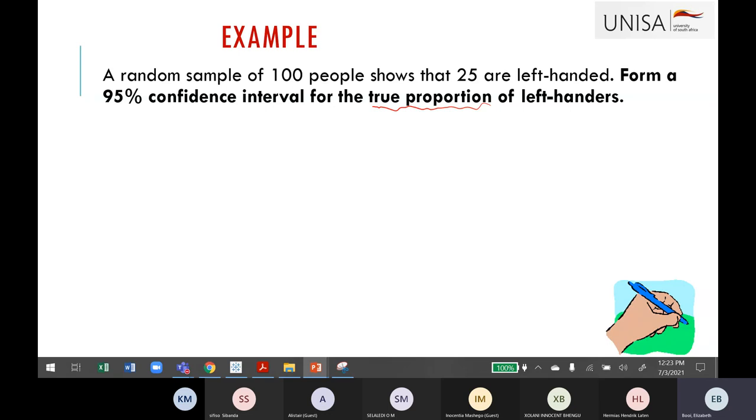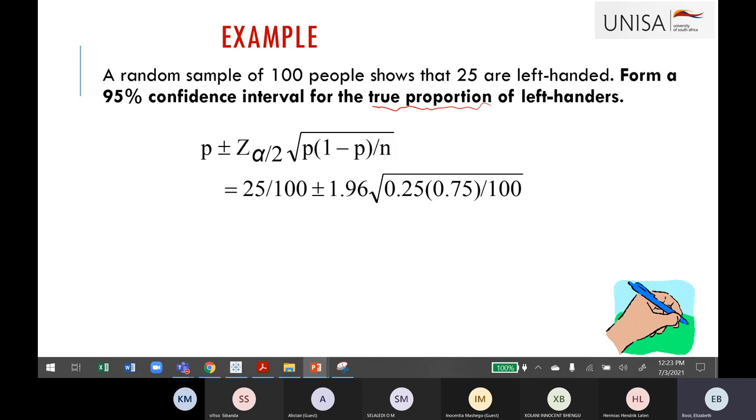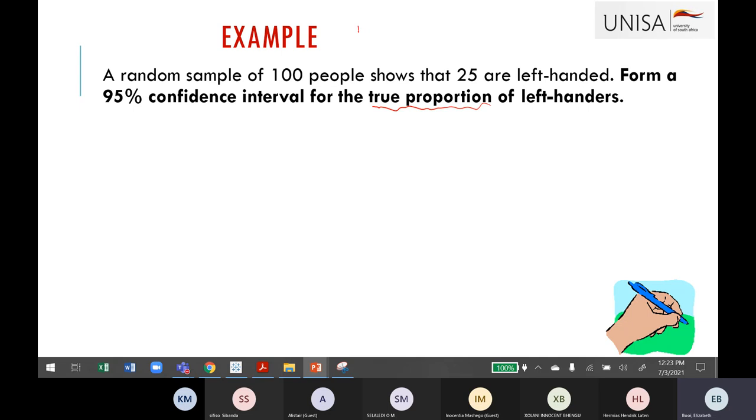So if I'm doing the proportion and I know what my formula looks like, I know that my formula is p plus or minus z alpha divided by 2 times the standard error, which is the square root of p times 1 minus p divided by n. If I know that, I need to make sure that in this question, I am given my sample proportion. So reading the question, I can see that I have my n and I have my x. So therefore, I'm able to calculate my p, which is x divided by n. Therefore, my p will be 25 divided by 100, which is 0.25.